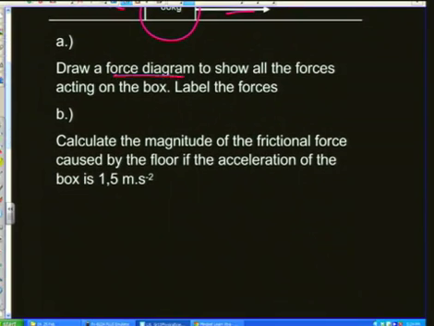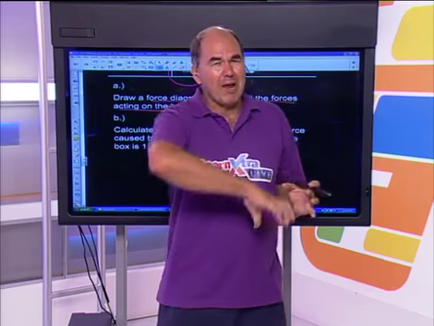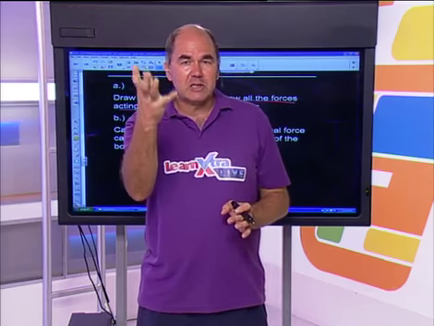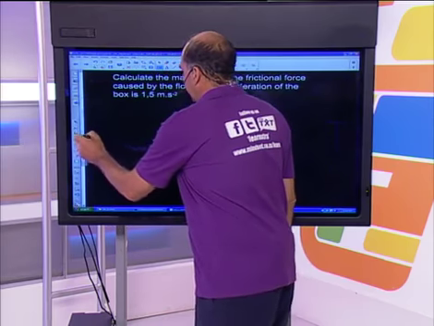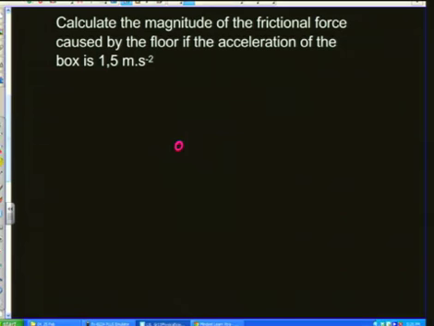It says draw a force diagram to show all the forces acting on the box and label the forces. Now guys, in this question, we've got to be really careful because we've got to apply all of Newton's laws, not just Newton's second law. So I'm going to draw the force diagram underneath here. I'm going to draw the box as a dot, almost like a free body diagram. The first force that I know is definitely exerted is the force of the boy, the applied force, and we're going to say that that's 120 newtons.